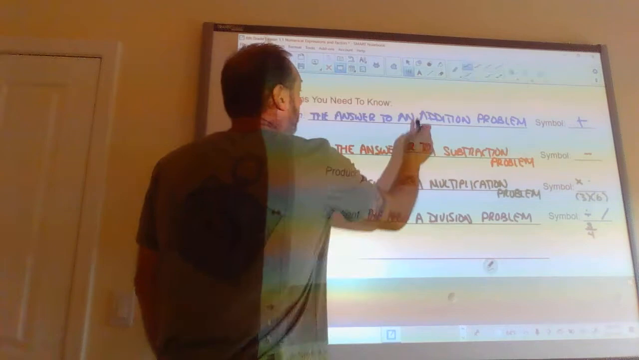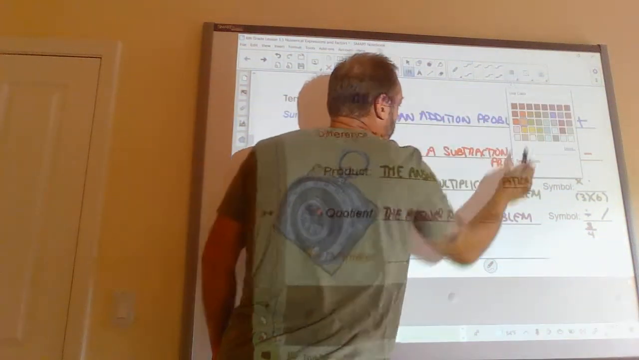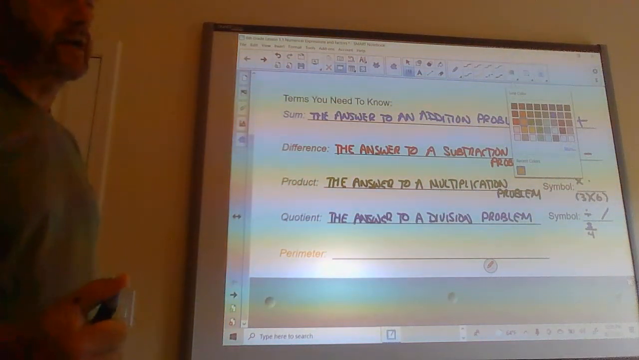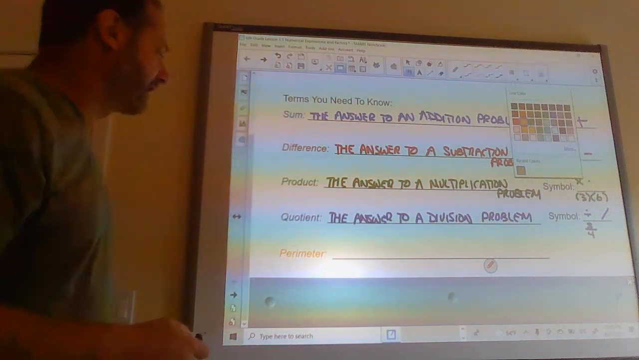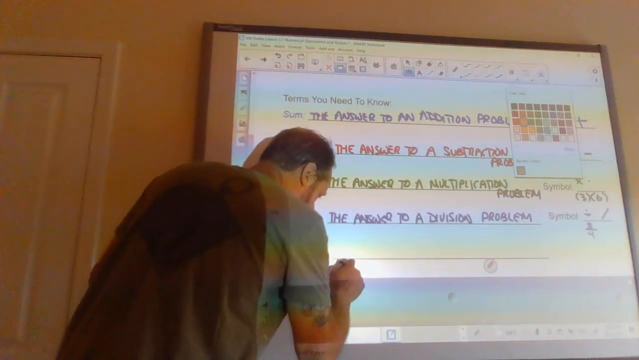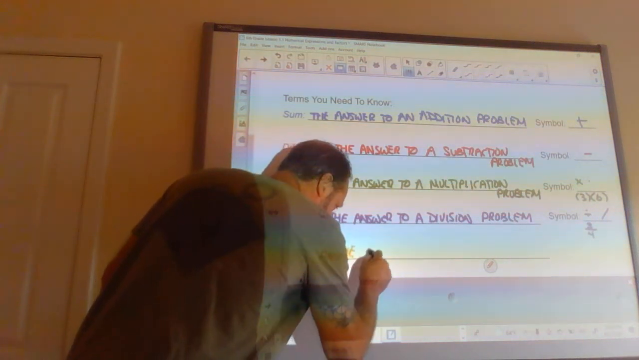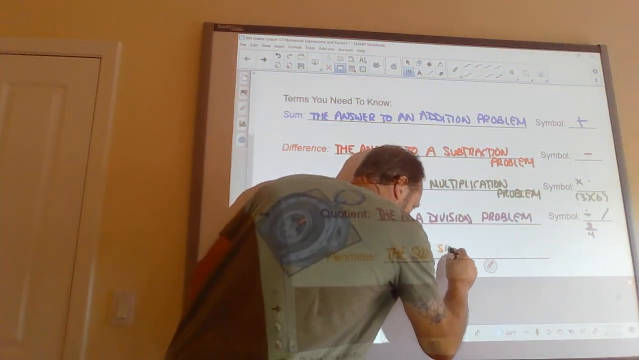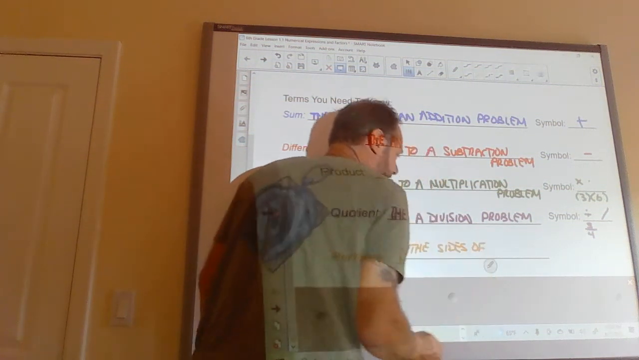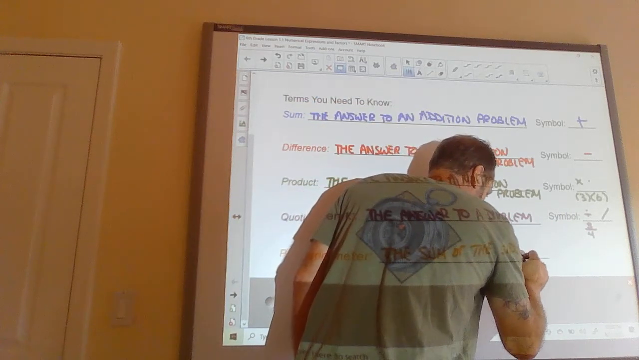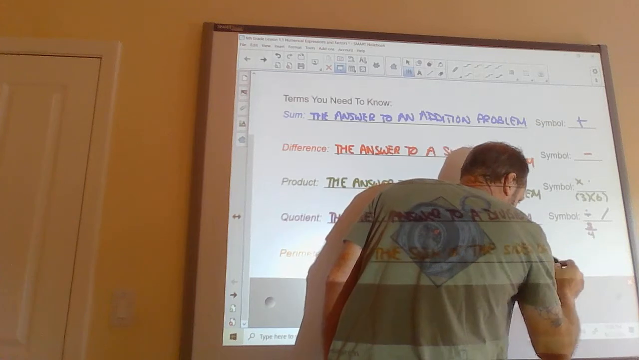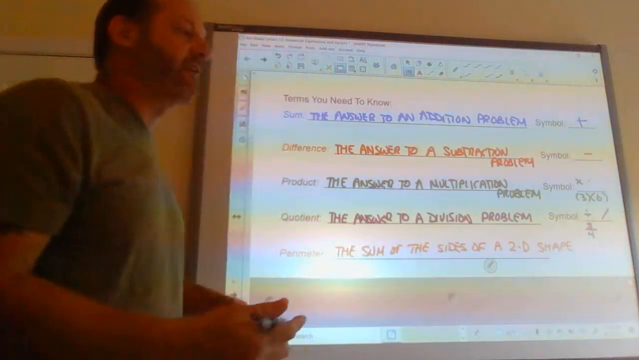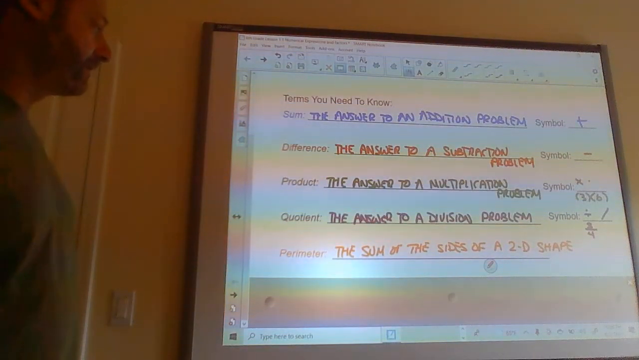Okay, what's perimeter? Perimeter is when you have a two-dimensional object like a rectangle or a square or a parallelogram or something like that. The perimeter is just the sum of the sides of a two-dimensional shape. So you could have a pentagon. It would have 5 sides. You'd add up those 5 sides. That would be the perimeter.